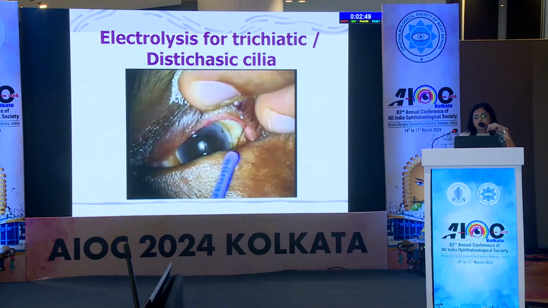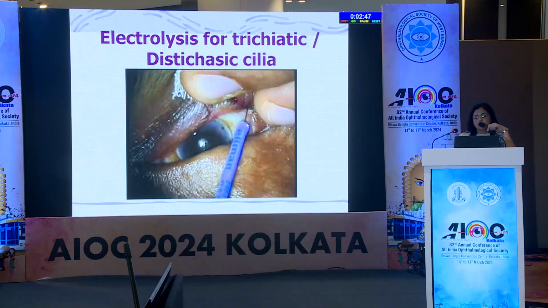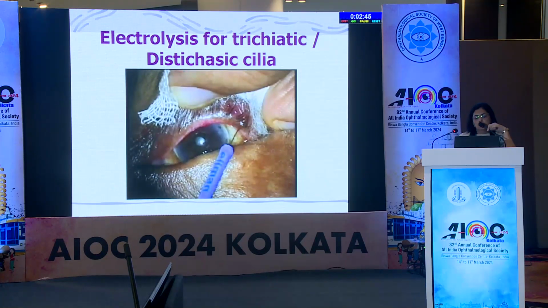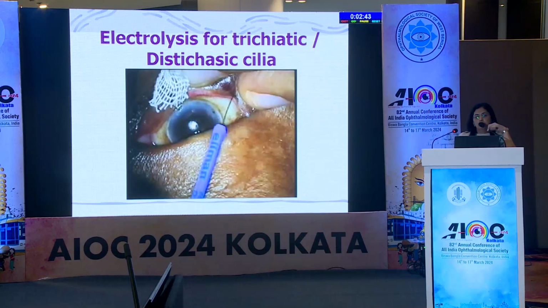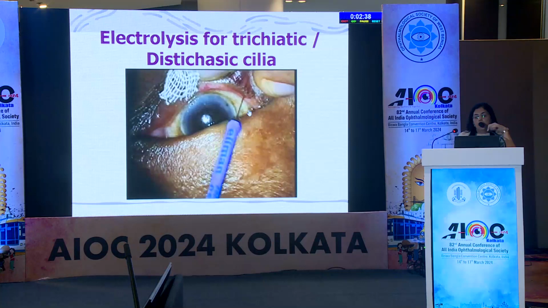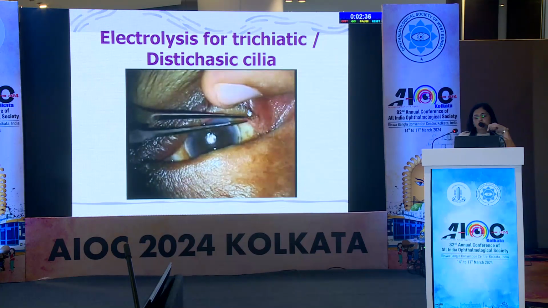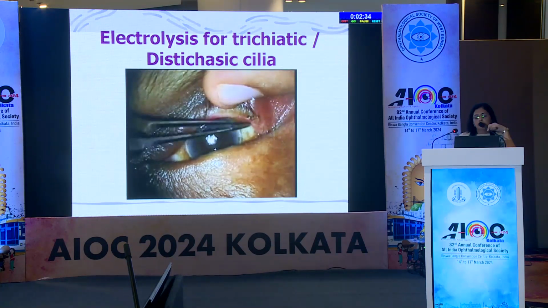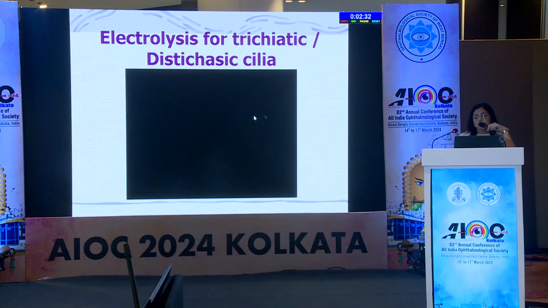In this, after giving the local anesthesia, the needle is passed deep into the lash roots. About 2 to 2.5 millimeter depth should be attained so that we reach the bulb root, and 1 to 2 seconds of 2 millijoule of power, and we see that the bubble appears, and we can remove the lash without any force.